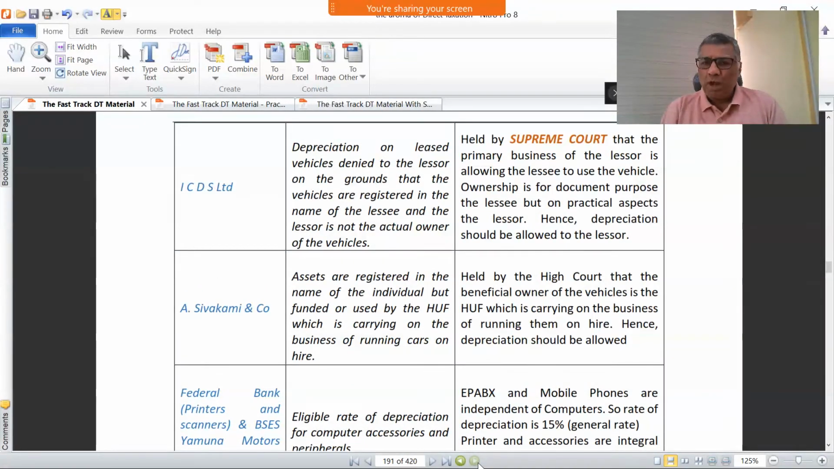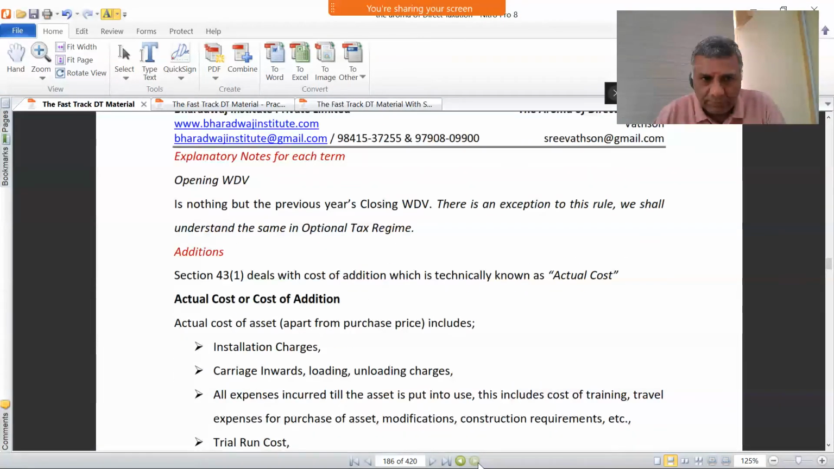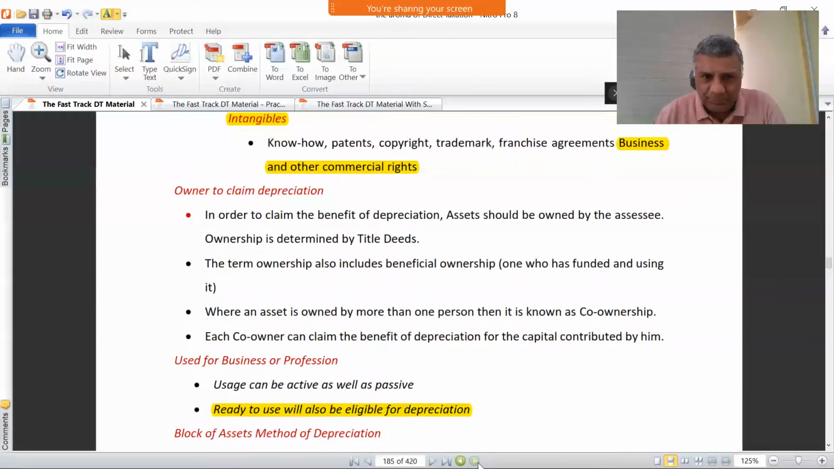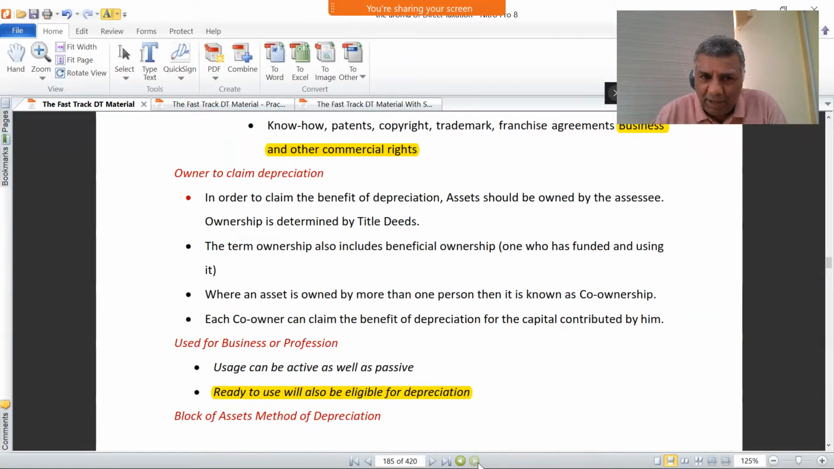Page number 190, the case laws which I discussed are there. Have a quick look through. Give me 5 minutes. Yes, friends. So, the owner can claim depreciation only on ownership and usage.